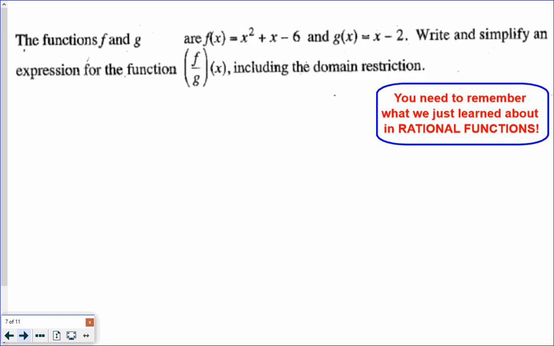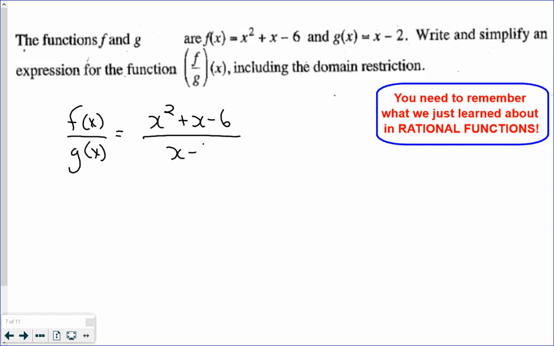Okay, let's change up our functions here. So the functions f and g are that. Write and simplify an expression for f divided by g, including the domain restriction. So essentially this is just another way of saying this is a rational function. Because remember rationals, you have x's in the top and x's in the bottom. So our last unit right before Christmas. So again, what we do to simplify this is we factor first.